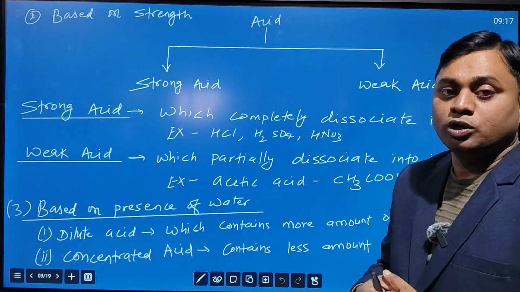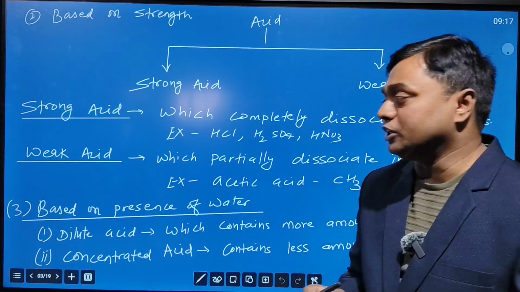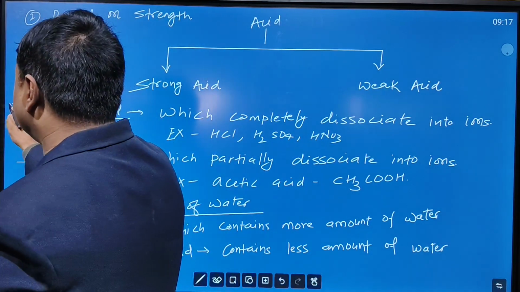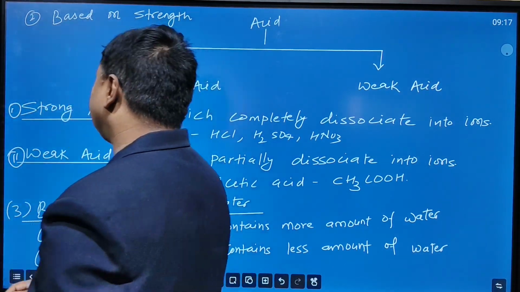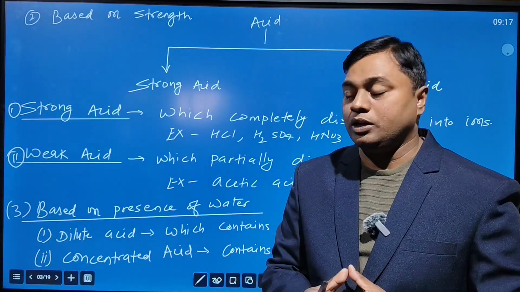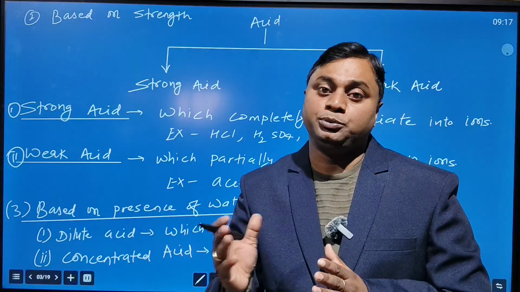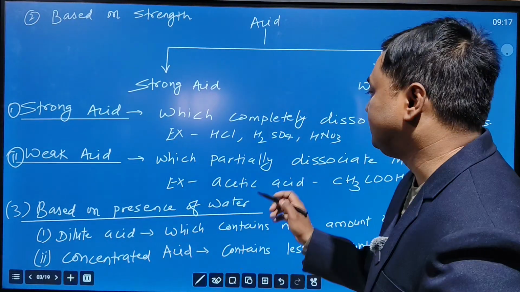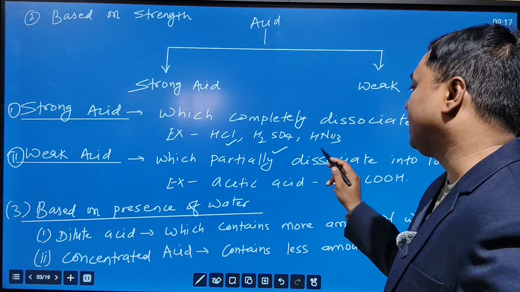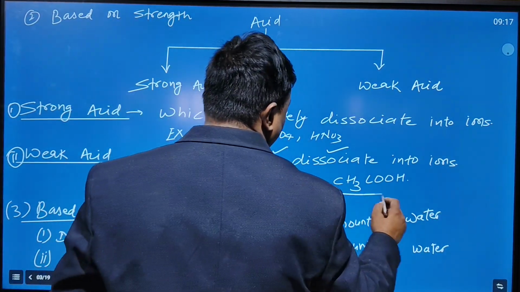Next, we talk about the classification based on the strength. We have two types of acid, a strong acid as well as a weak acid. Strong acids completely dissociate into ions, and weak acids partially dissociate into ions. It is purely experimental. Strong acid examples are hydrochloric acid, sulfuric acid, nitric acid. Weak acid example is acetic acid, CH3COOH.